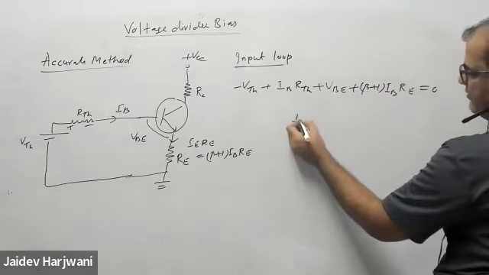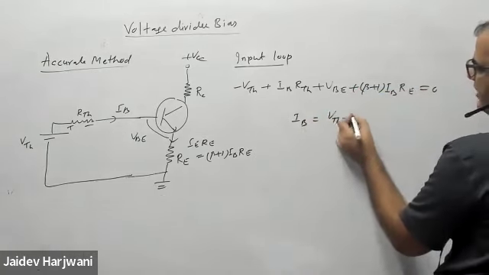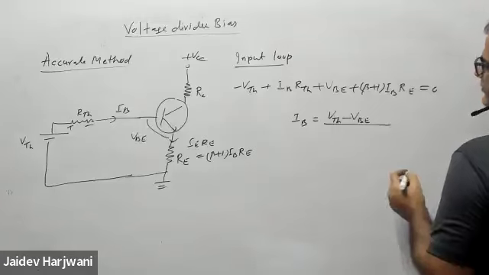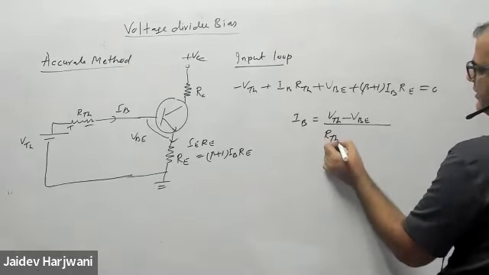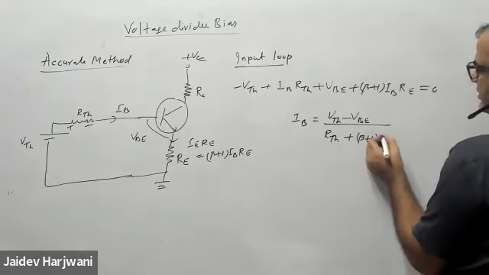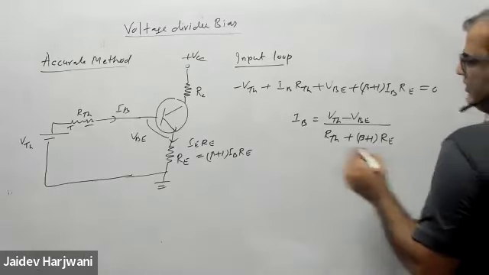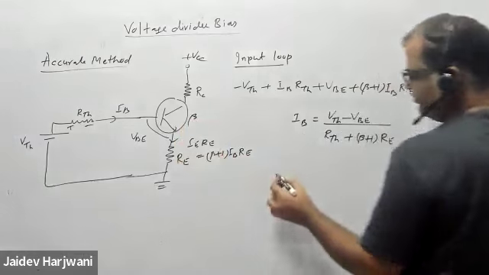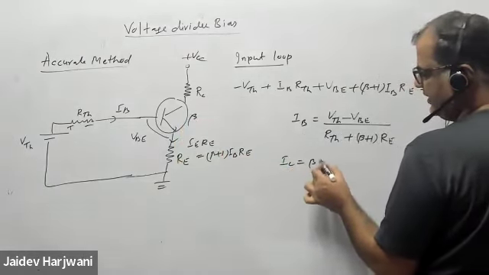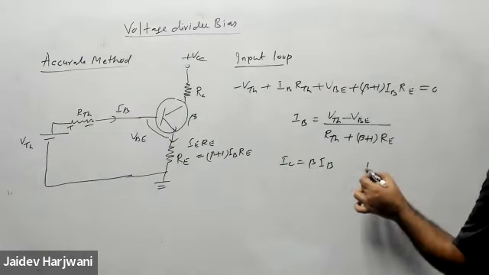Now I want to write IB, that is V Thevenin minus VBE, okay, upon R Thevenin plus beta plus 1 RE, okay, and beta will be given. So you go back to the output, so you can find the IC equal to beta IB, okay, and you can find the IC saturation.